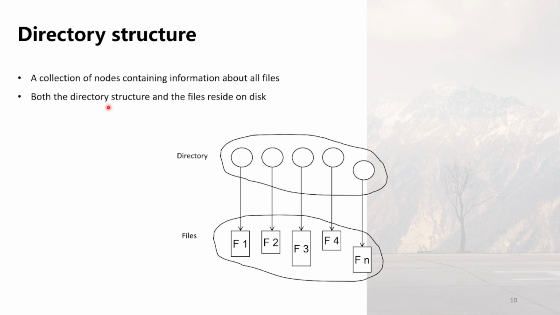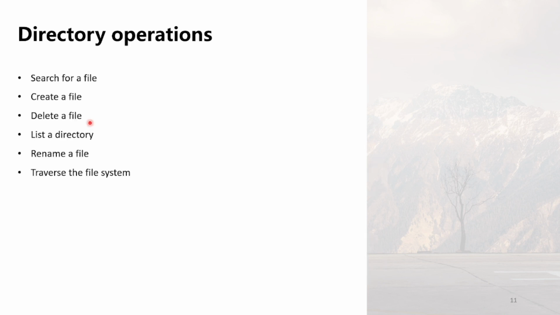Both the directory structure and the files are stored on the disk to prevent loss of file content as well as the directory information in the event of a computer shutdown or power outage.